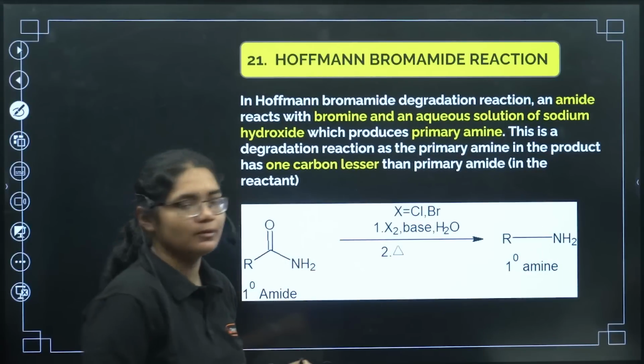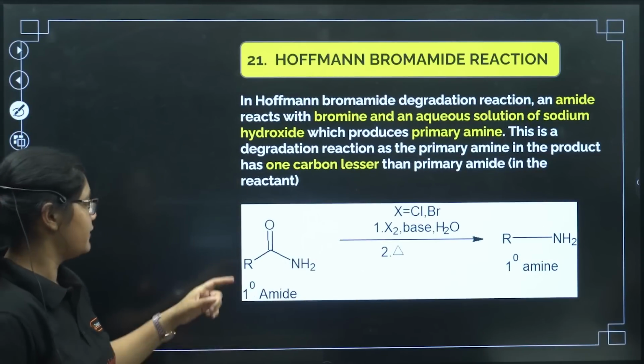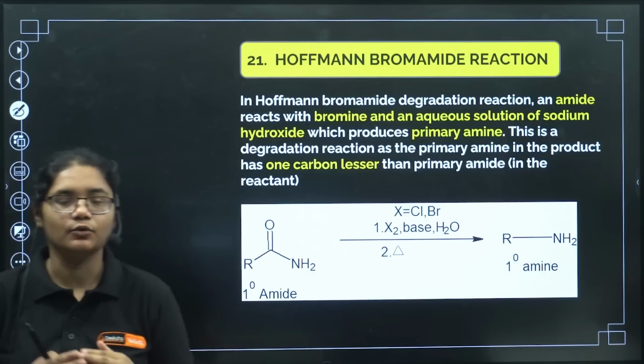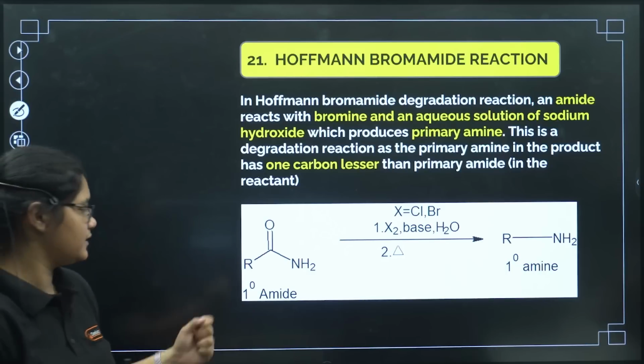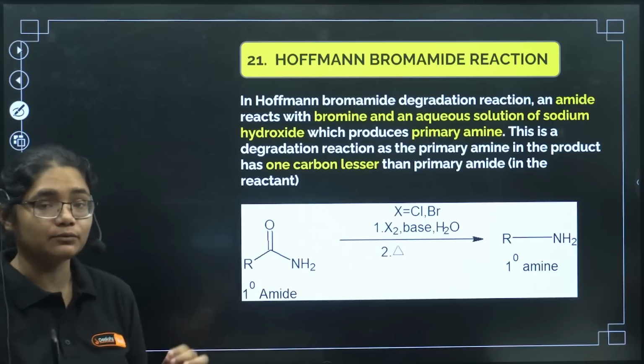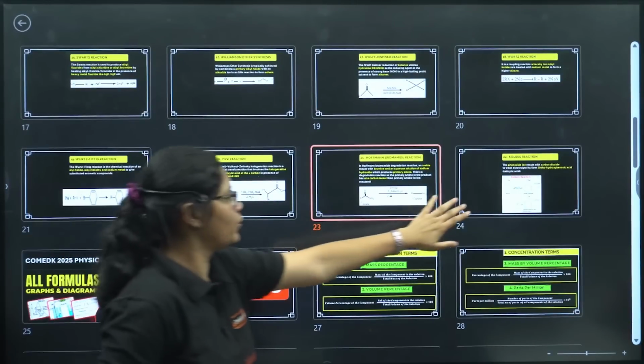Next is Hofmann bromamide degradation for the production of amines, for the degrading of the CO group, right? So you can just use RCONH2 with X2, bromine and NaOH, KOH, anything that will reduce this CO group, and you will get plain RNH2 with one carbon less.